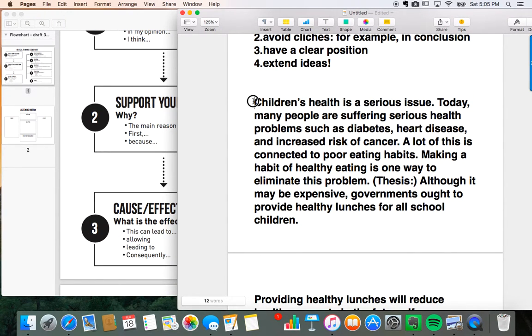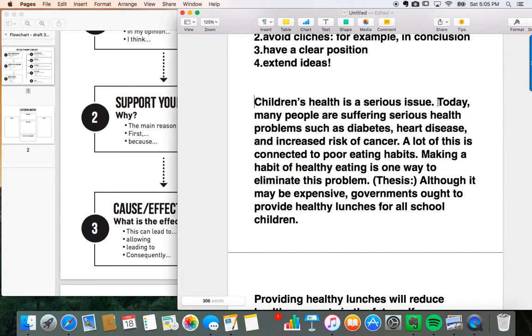All right, so here's the beginning of my essay. Children's health is a serious issue. Simple first sentence. I'm establishing the topic. Now, this is very important, you guys. I see a lot of essays say, children's health is the most important issue ever, or is a very controversial topic. That's fine, but your next sentence must explain why. Do not say it's a serious issue and then say nothing about it.